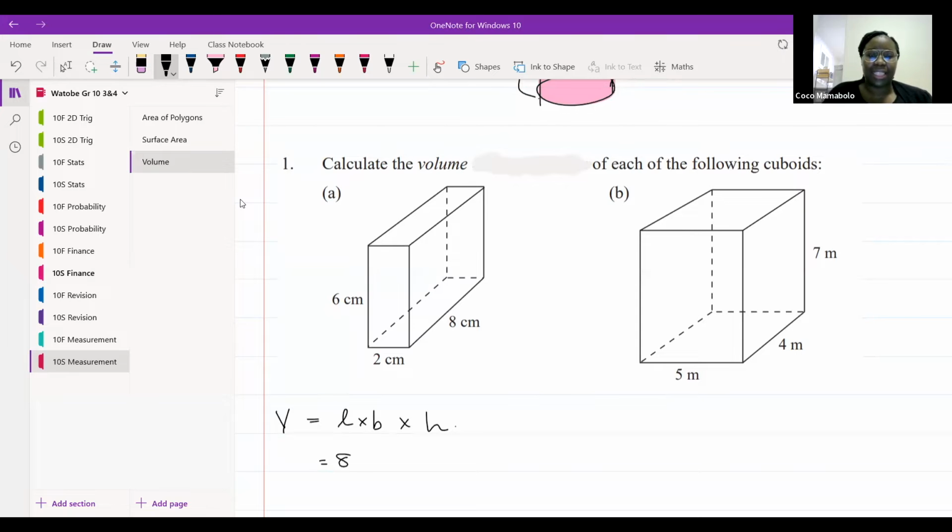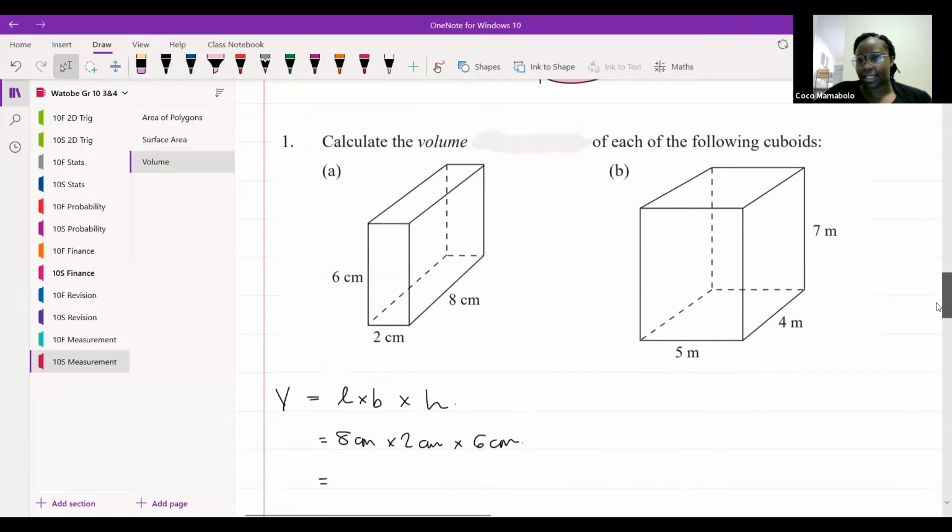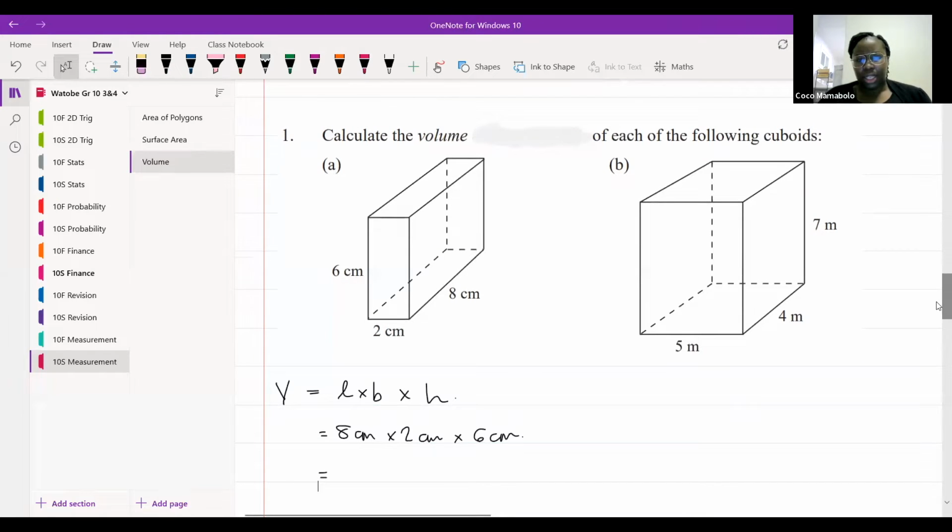So we're going to say 8 centimeters times 2 centimeters times 6 centimeters, right? And our volume should be, I don't know, about 76. Is it not 96, Tyrika? Are we sure about that? Yeah, I thought it was 96. Yes, correct. 96 centimeters cubed. Yeah, it's 96. All right, so that was easy enough.